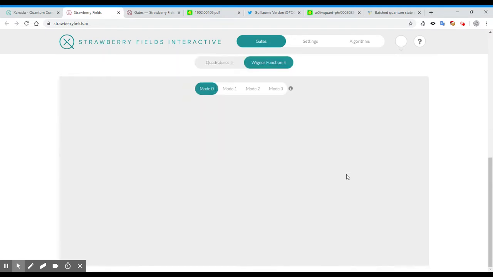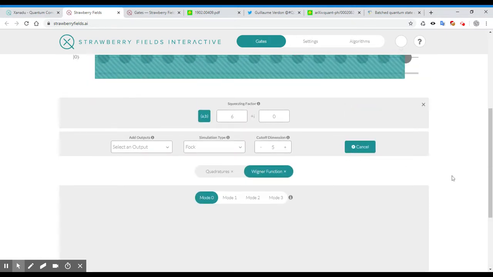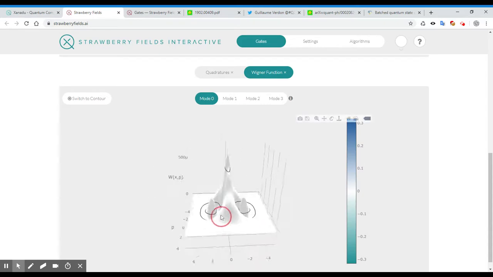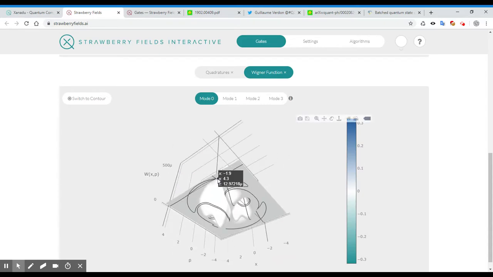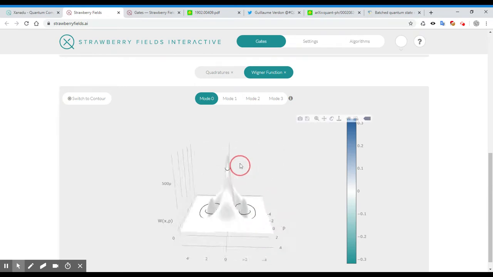What is this? This is the fancy Wigner function. What the hell is this? Yes, it's kind of squeezed. Indeed.